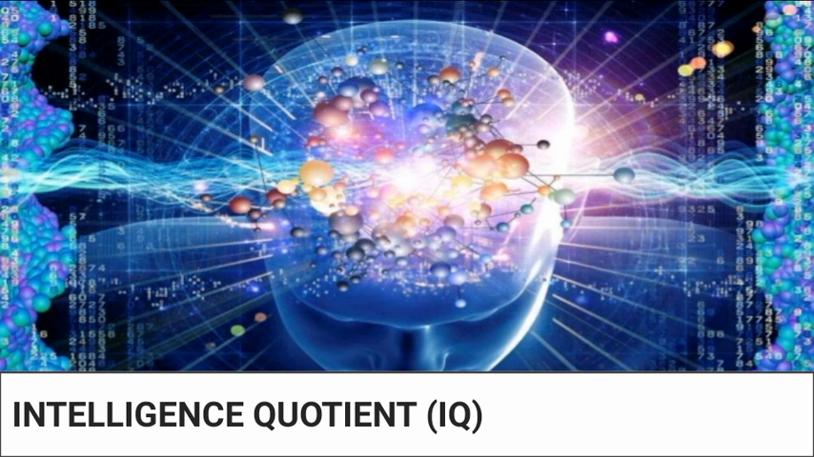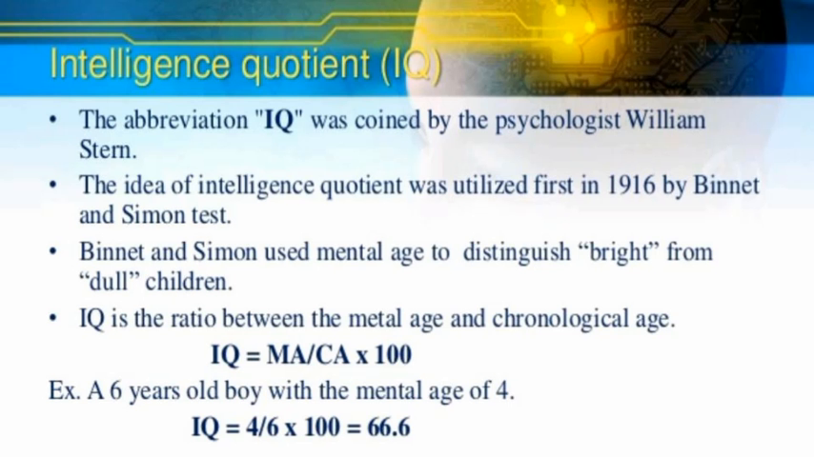Intelligence quotient, IQ. The IQ abbreviation was coined by psychologist William Stern. The idea of intelligence quotient was utilized first in 1916 by the Binet and Simon test. Binet and Simon used mental age to distinguish bright from dull children. IQ is the ratio between the mental age and chronological age. IQ equals MA by CA into 100.